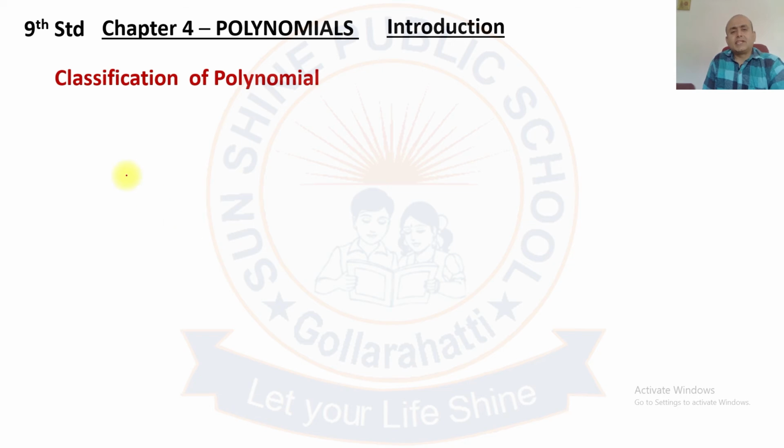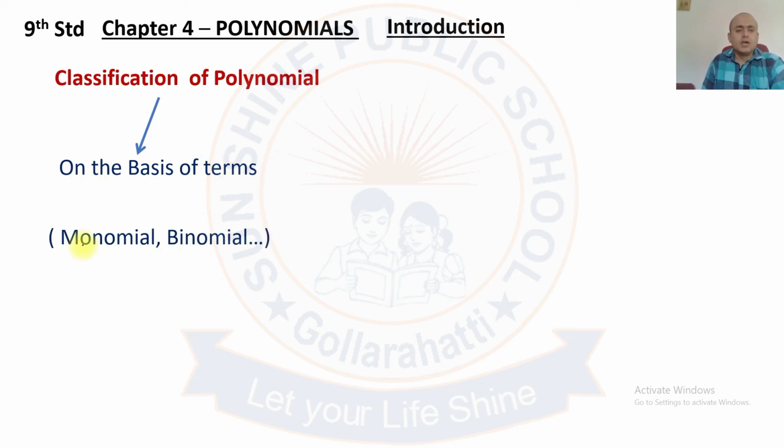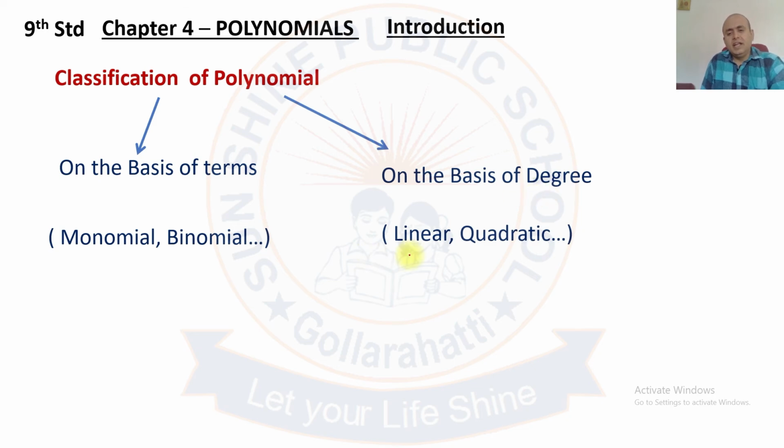So, classification of polynomials. Classification of polynomials is of two types. One is on the basis of terms, that is monomial, binomial and trinomial etc., so on the basis of the number of terms. And one more classification is on the basis of degree. For example, we call them linear, quadratic, cubic or biquadratic. We classify these on the basis of degree.